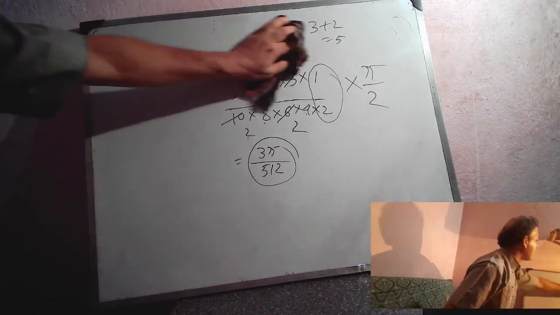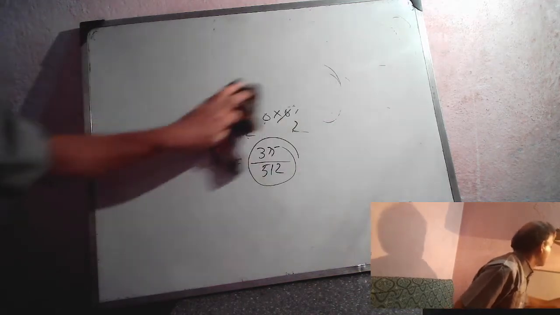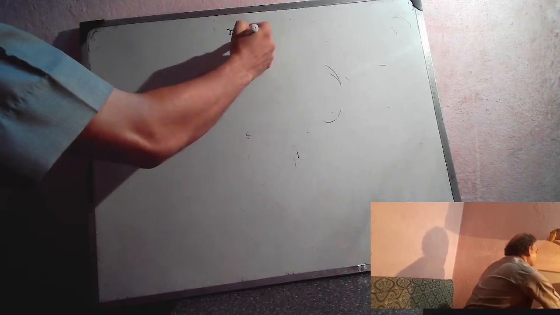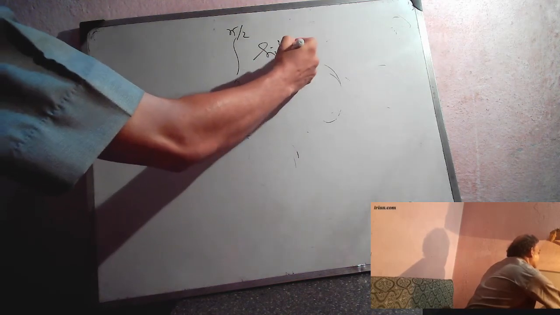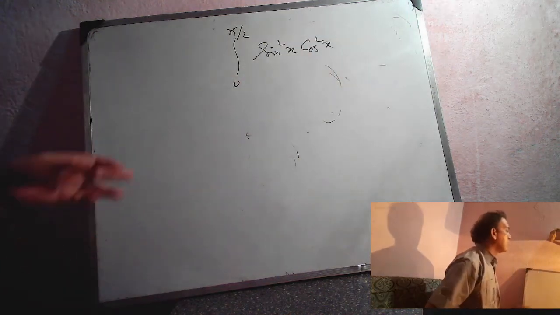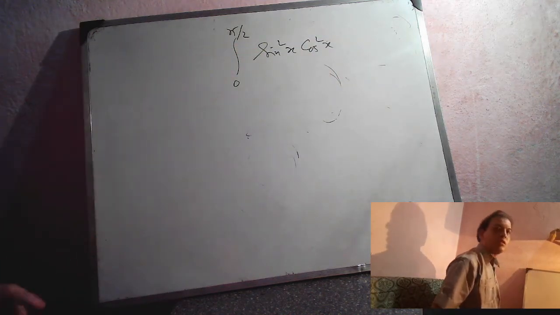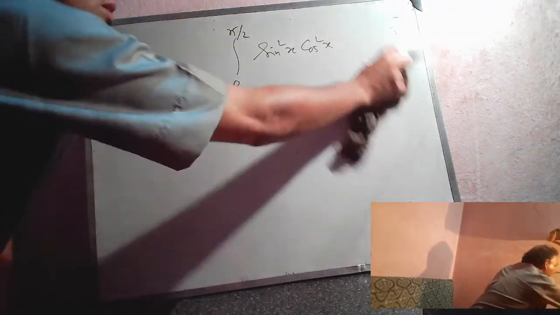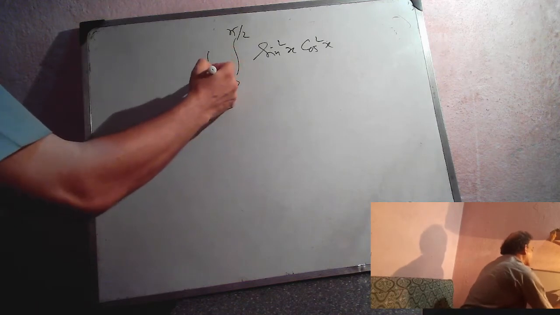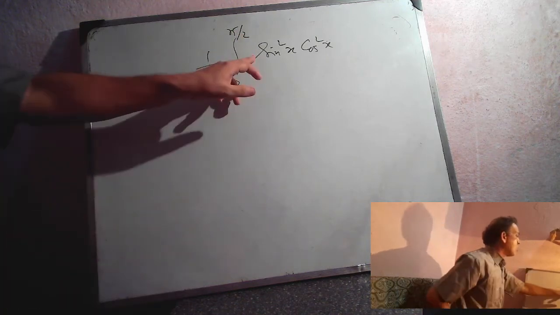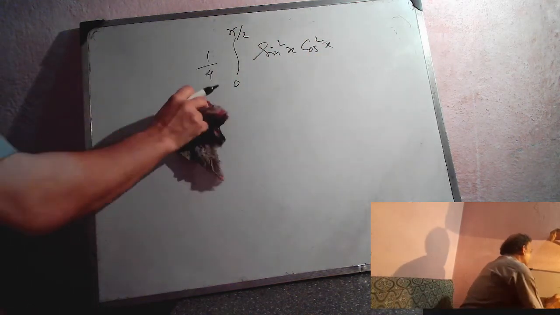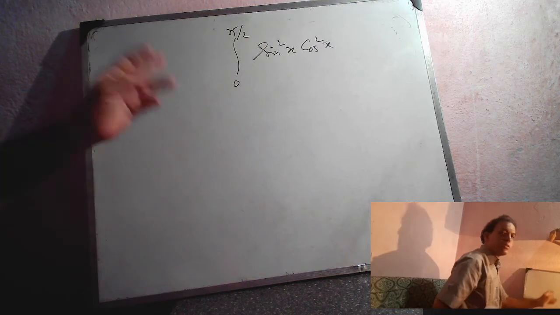Let us try another one. Suppose 0 to pi by 2 sin square x cos square x. If we solve it in the conventional way, it will take much time. We have to write it first 1 by 4, then write here 4, make it 2 sin x cos x whole square or sin square 2x. It will be laborious as well as time consuming.